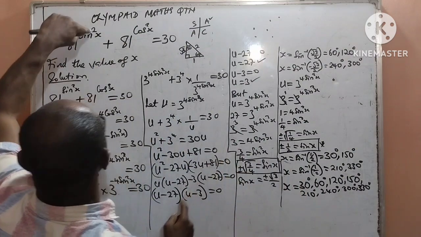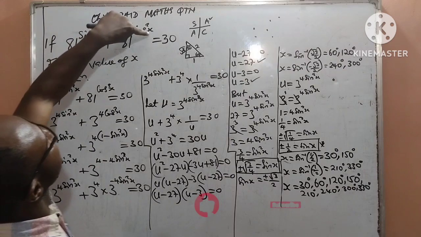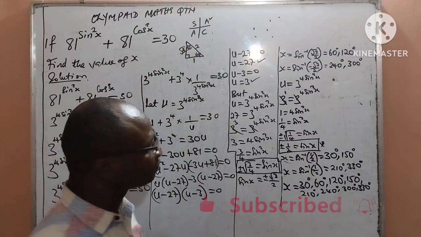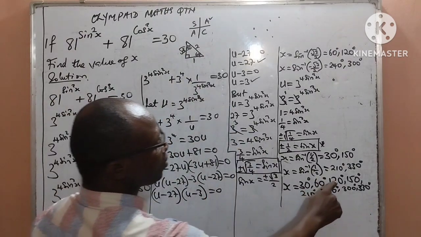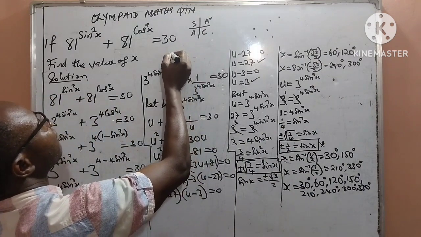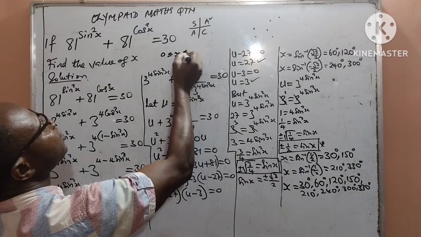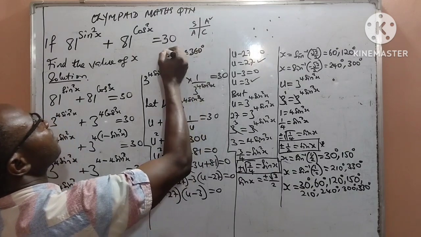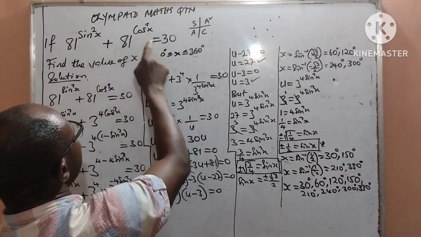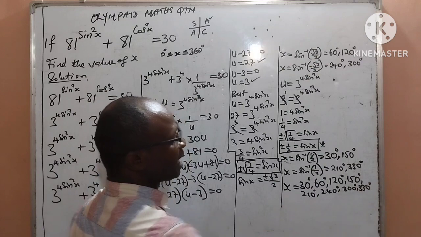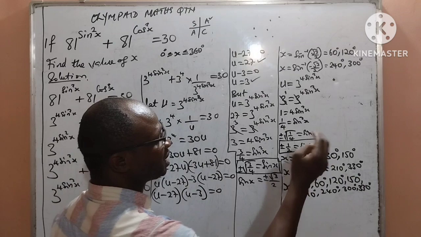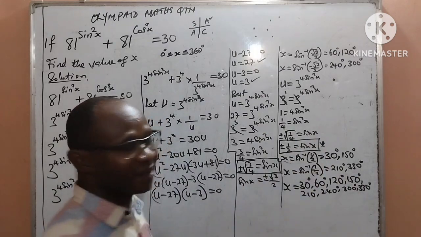30 degrees is correct. If we put 30 here and 30 here, after simplifying the left hand side, you will get exactly 30. If you put 60, correct. 120 is correct. The values I have solved are values of x ranging from 0 to 360 degrees. From 0 degrees to 360 degrees, the values of x that will be true for this question are as listed: 30, 60, 120, 150, 210, 240, 300, and 330.